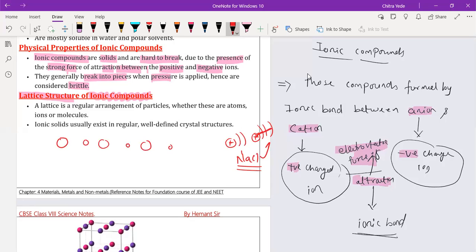Okay. So particles of an ionic compound arrange in a regular manner.